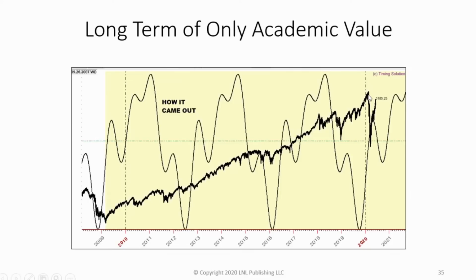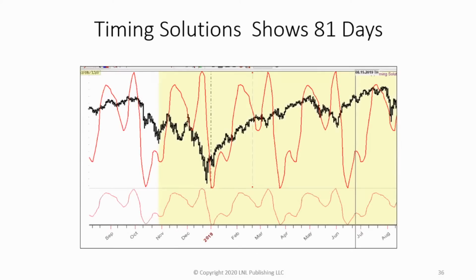I think that they're fascinating, of academic value, but to try to make any investment decisions off these real long-term cycle forecasts, I don't know. Currently, I think the most dominant cycle using Timing Solutions has been about 71 to 80 days.